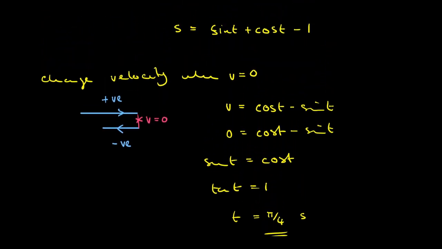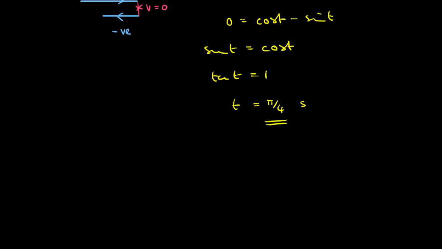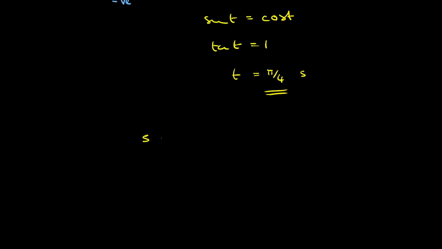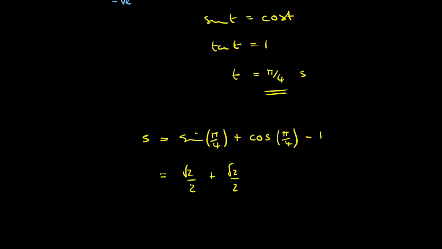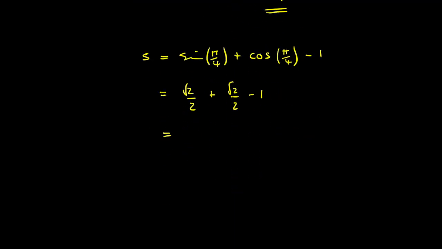Okay, so then we just want to find the displacement at pi by 4. So s will be equal to sine of pi by 4 plus cos of pi by 4 minus 1. And sine of pi by 4 is root 2 upon 2. And cos of pi by 4 is root 2 upon 2, minus 1. So that's going to be root 2 minus 1.